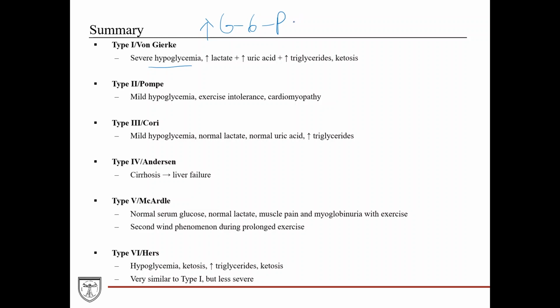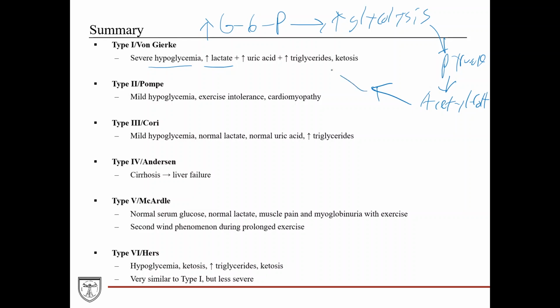And then remember, with glucose 6-phosphate, you're going to have increased levels of glycolysis. So that leads to high levels of lactate. Glycolysis is going to end up giving you pyruvate, which will then go towards acetyl-CoA. Acetyl-CoA can then go towards producing triglycerides or ketone bodies, or ketosis. And remember also, glucose 6-phosphate can go towards the pentose phosphate pathway, which produces purines, which results in high uric acid levels. And so that's what gives you that.